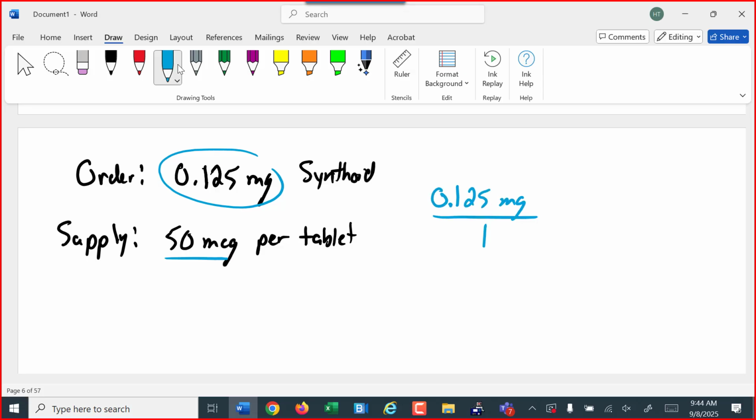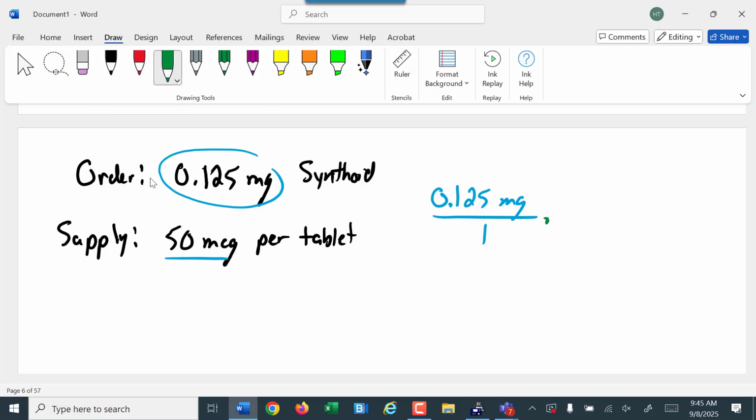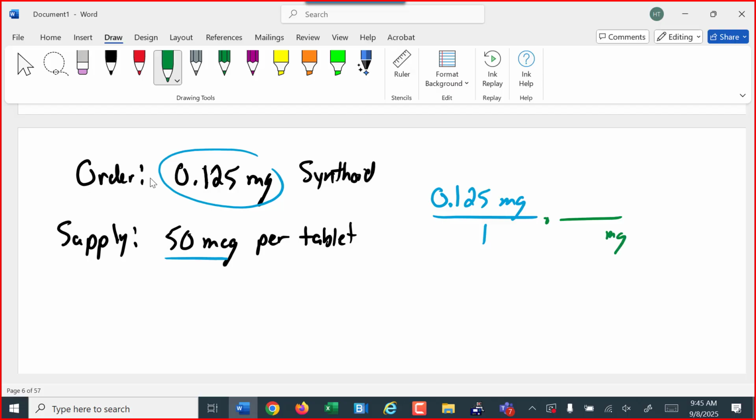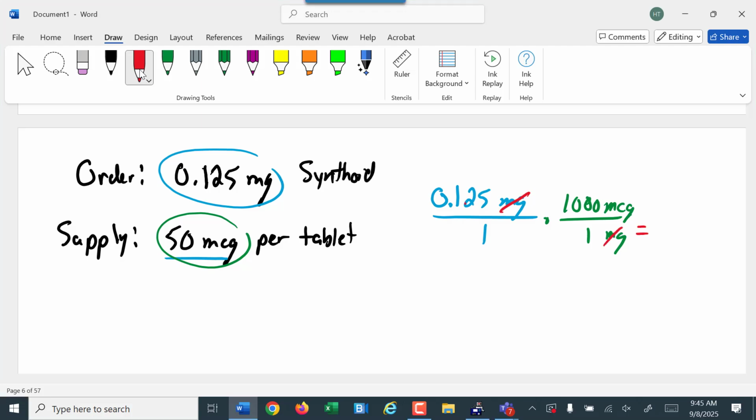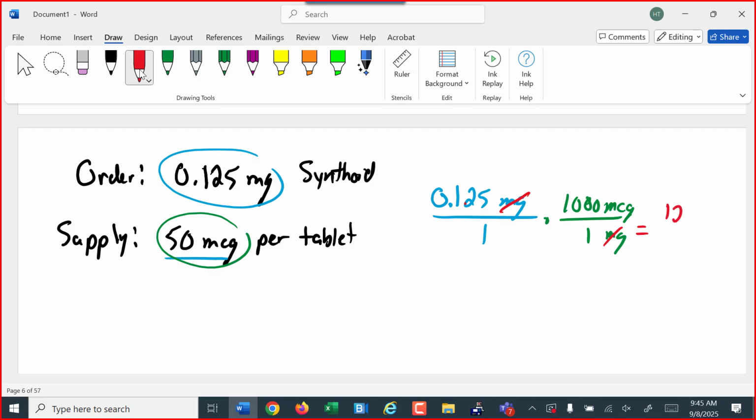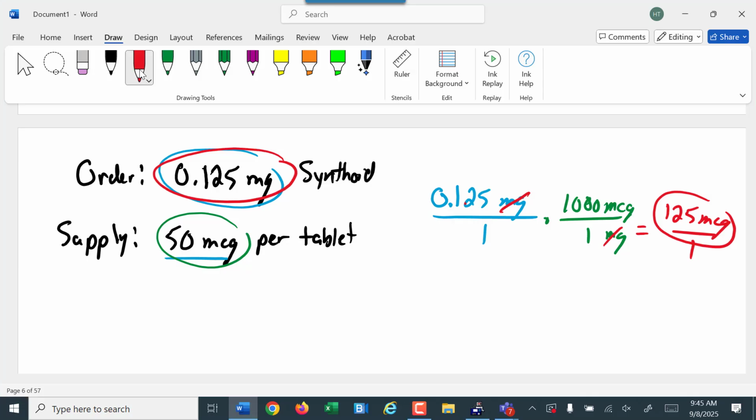0.125 milligrams over 1. I'll put milligrams on the bottom here. I need to convert it into micrograms. 1 milligram is 1,000 micrograms, so my milligrams will cancel out. 0.125 times 1,000 micrograms is 125 micrograms, and 1 times 1 is 1. So that's going to be 125 micrograms instead of the 0.125 milligrams.